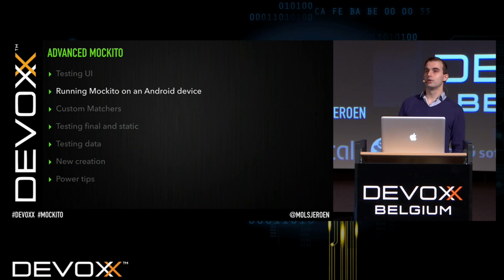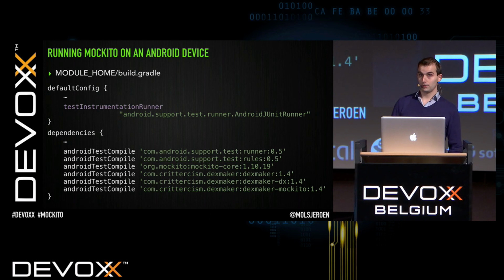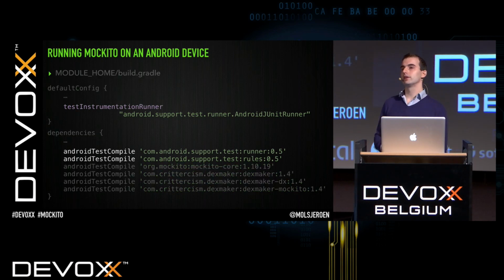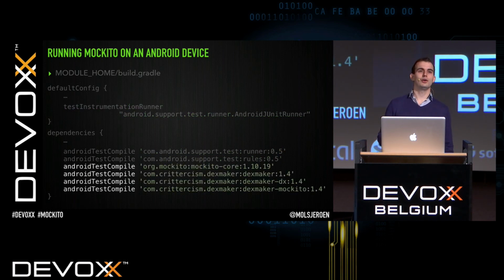Okay, what if you want to run Mockito on an Android device? That's possible. If you take a step back, what we've done so far is always run Mockito in a JVM. Now we're going to run it on an Android device. The first thing you need to do is configure the Android testing support library, so you have JUnit 4 support. Then you just add the dependency on Mockito, and that's it.